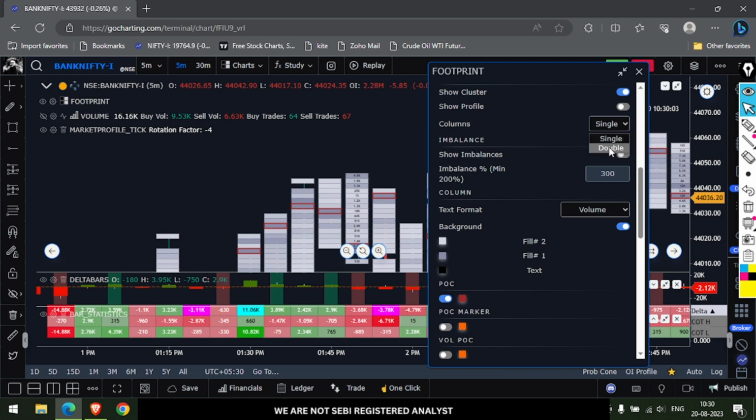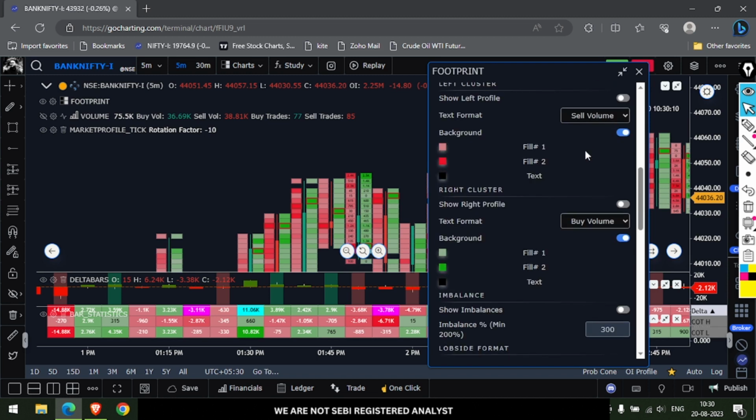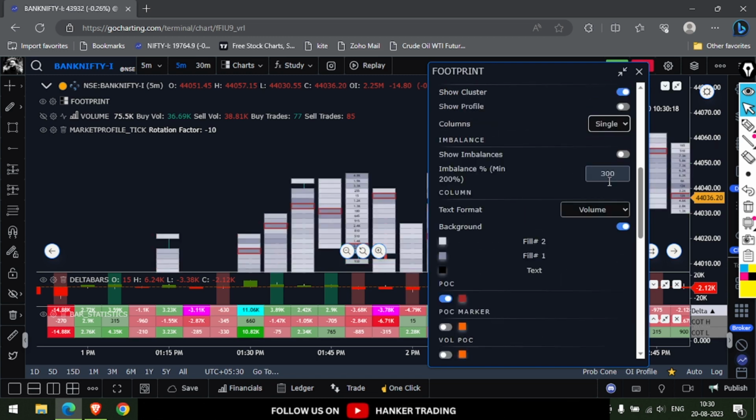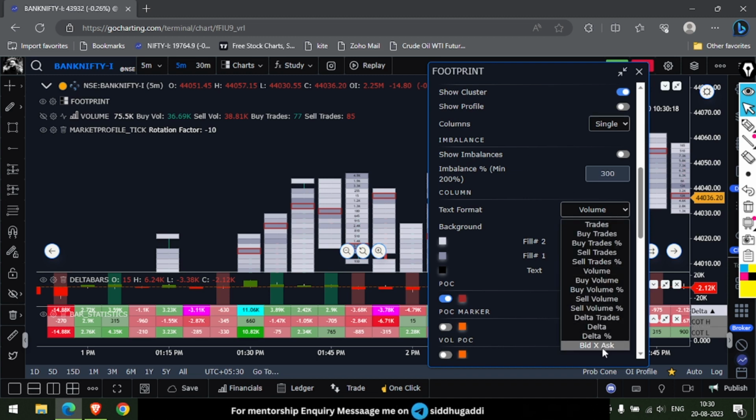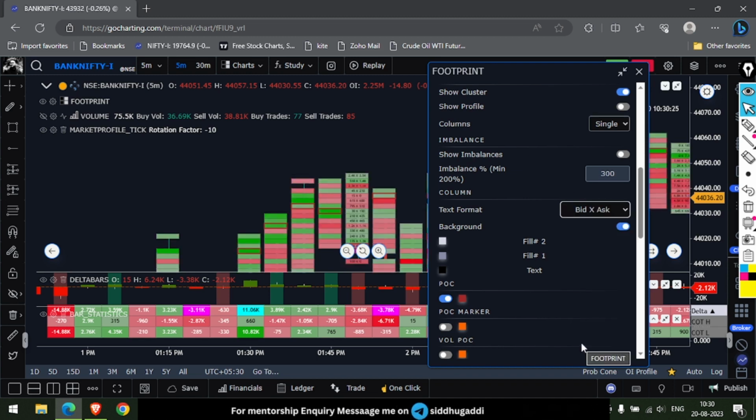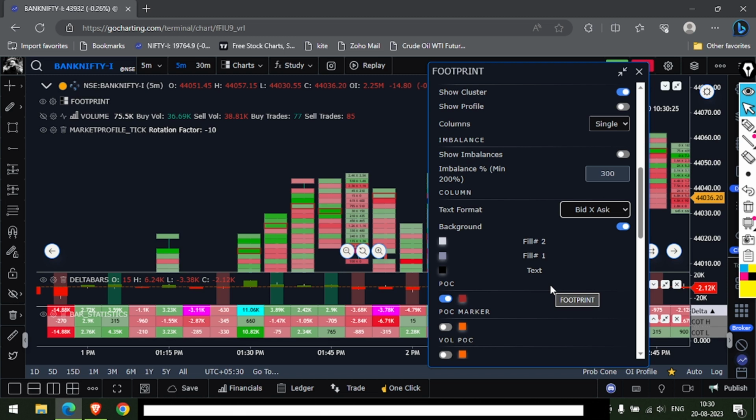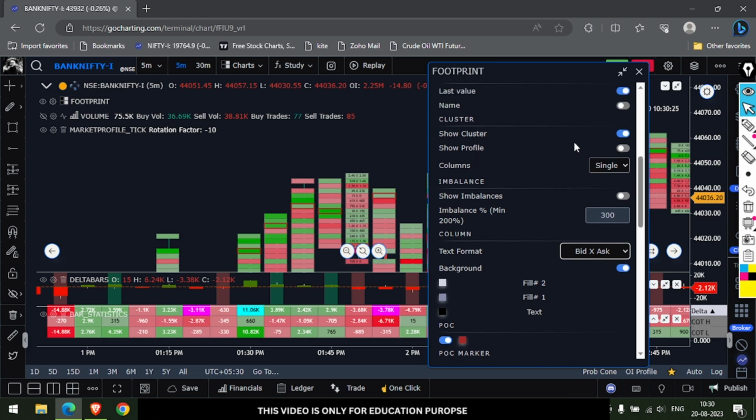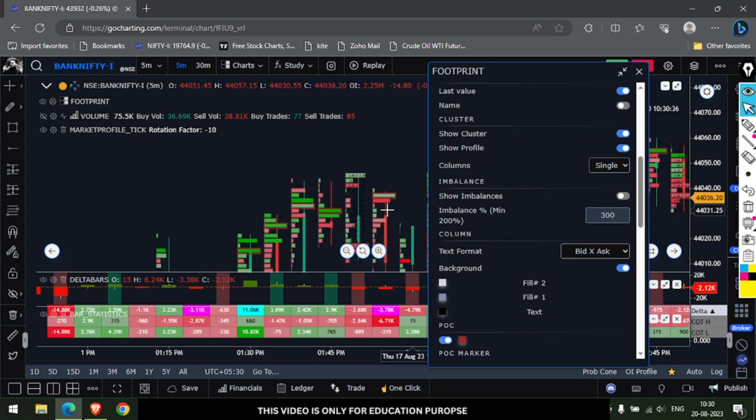But each and every person has their own opinion, and likewise you can fetch all those details or data on your candle. So what is my favorite? My favorite is the single side profile, and I would like to fetch the bid versus ask. I personally do this when I trade using this footprint chart. This is the best example of what I'm going to get, and after that I'm just going to enable this profile. So this is what I would like to see on the chart.